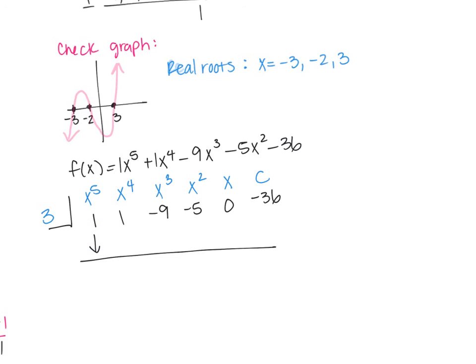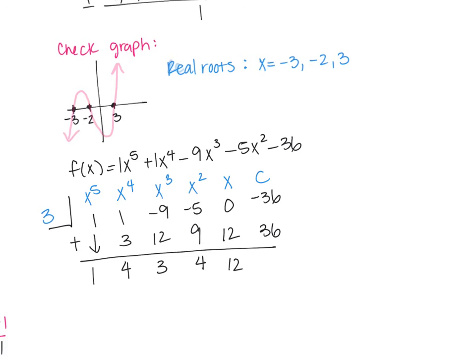So 1, pull it down, and then 1 times 3 is 3. Then I'm going to add these 2, so that's 4. So 4 times 3 is 12. I'm going to add, and that's going to give me 3. 3 times 3 is 9. So that's going to give me +4, and then 4 times 3 is 12. So that's going to be adding to give me 12. 12 times 3 is 36.